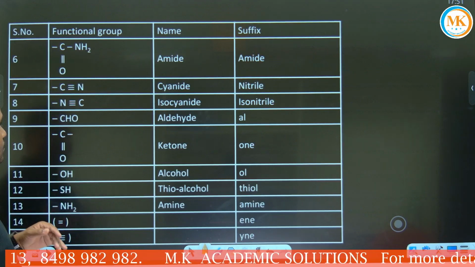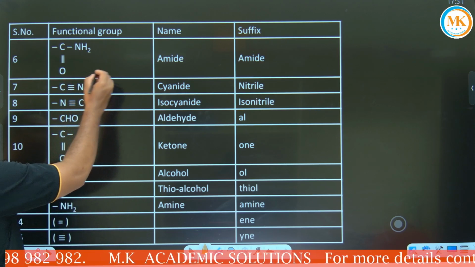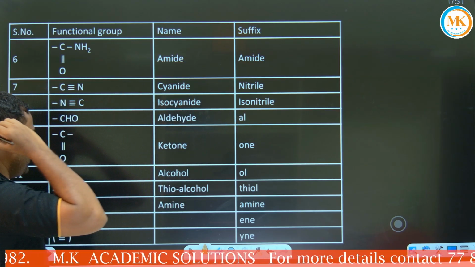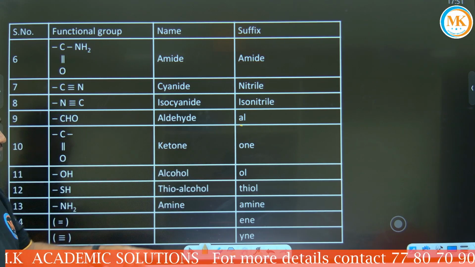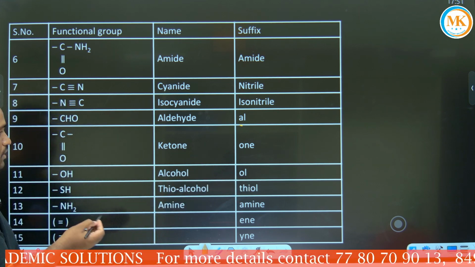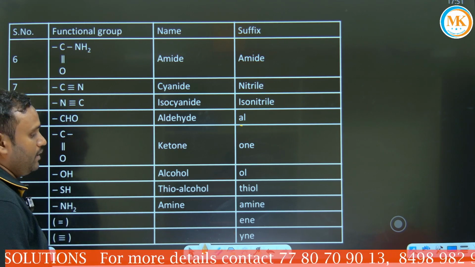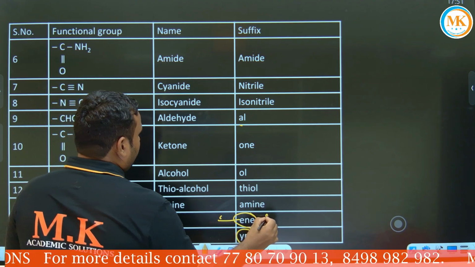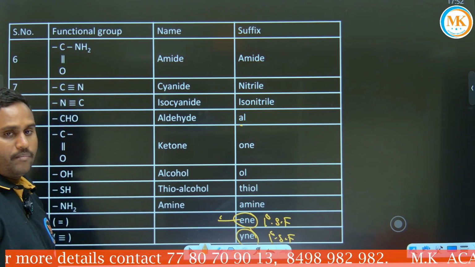Next, these are some more functional groups. Amide, cyanide, nitrile, isocyanide, isonitrile. We are going to use aldehyde al, ketone one we are going to write, alcohol OH, ROH, alcohol ol we will write, thiol, amine. Double bond, triple bond, ene and yne we are going to write. This ene and yne we know, these are what? Primary suffixes.